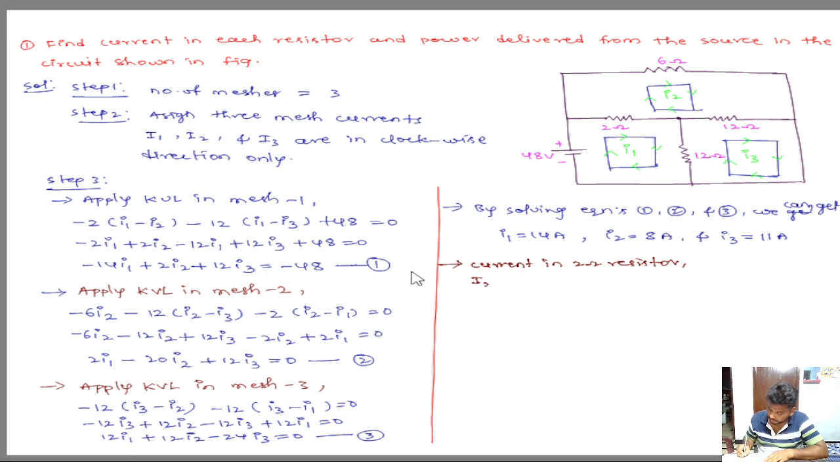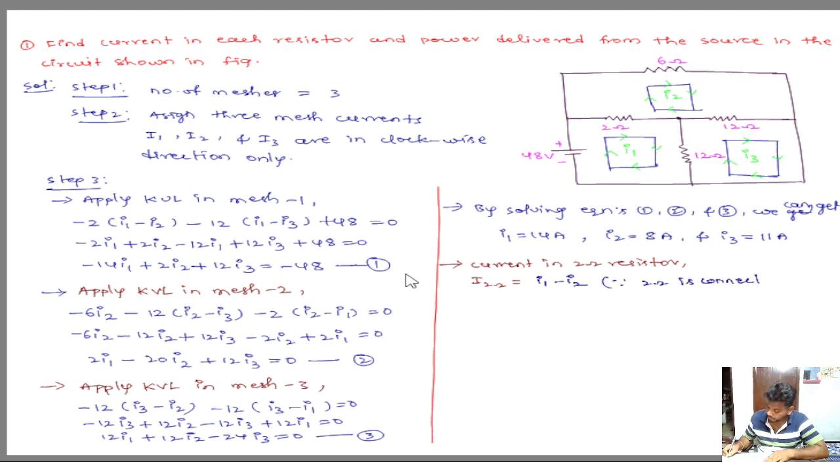I am assuming I 2 ohms. The 2 ohm resistor is connected between mesh 1 and mesh 2. Mesh 1 current is I1 and mesh 2 current is I2. I1 is 14 amps and I2 is 8 amperes. Therefore, the current flowing through the 2 ohm resistor is the difference, I1 minus I2.